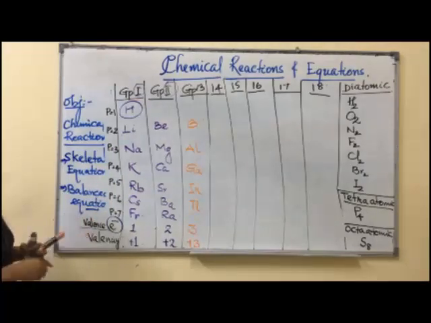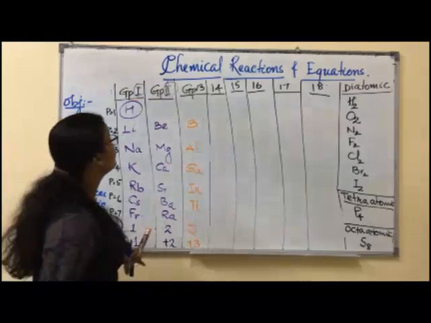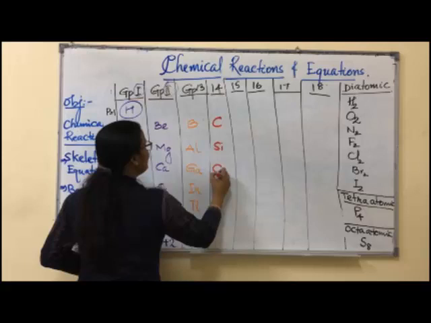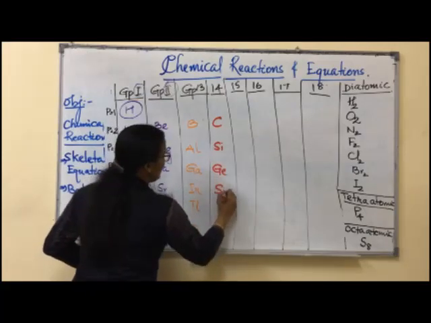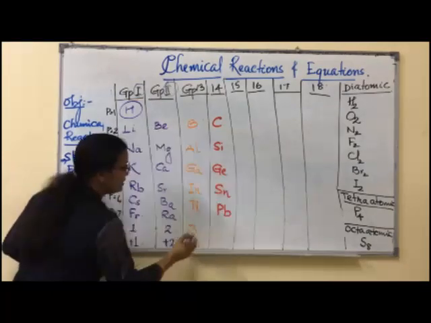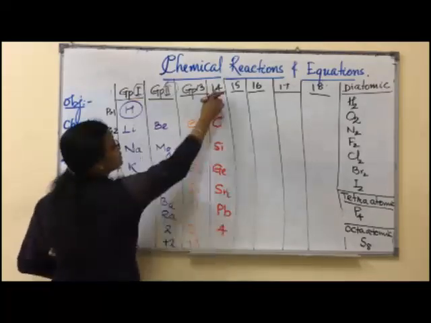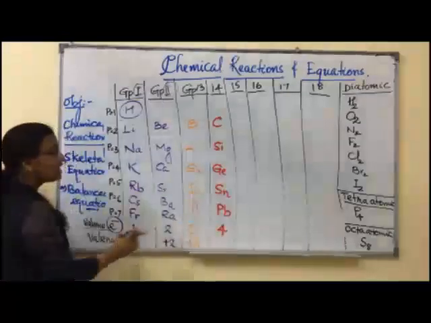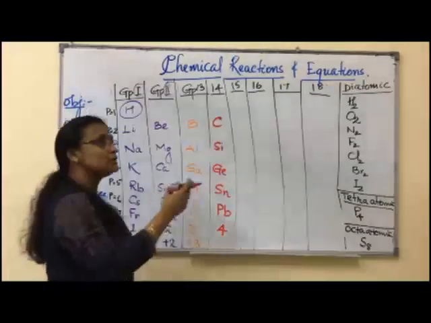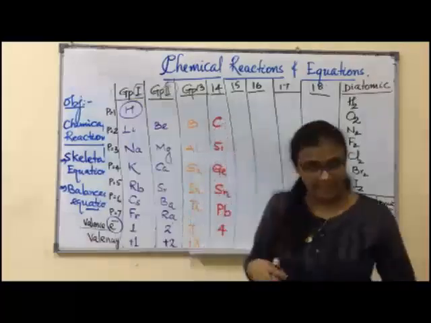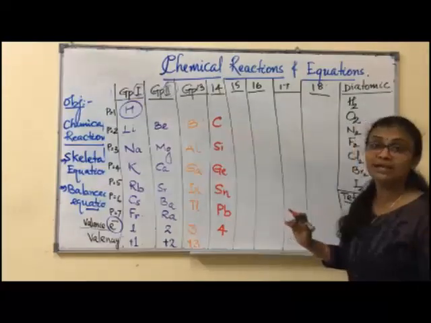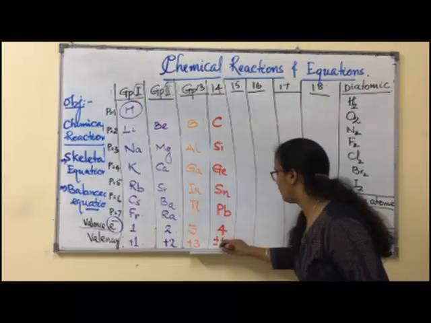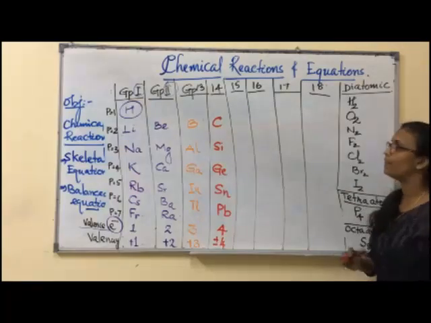Then coming to group 14. Group 14 elements are carbon, silicon, germanium, tin, lead. These elements have 4 electrons in the valence shell, because the group number is 14, and 14 minus 10 is 4. As it has 4 electrons, either it should lose 4 electrons or gain 4 electrons. Losing 4 and gaining 4 are equal possibilities. So it will show a valency of +4 or -4.